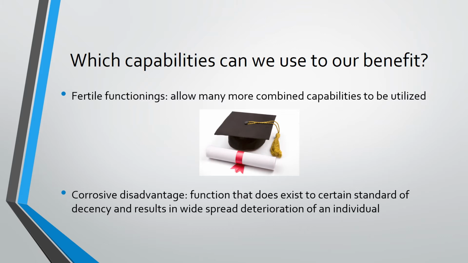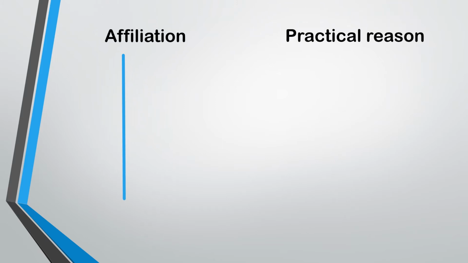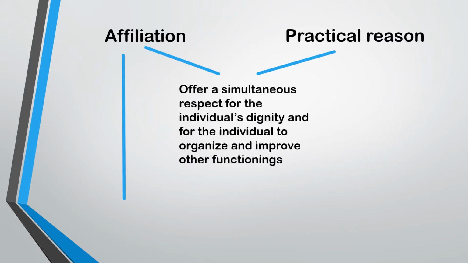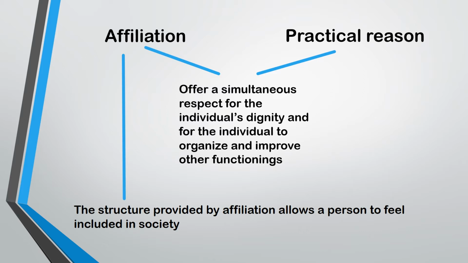The 2 capabilities that we feel develop the highest quantity of fertile functionings are, as noted by Nussbaum, affiliation and practical reason. These capabilities offer a simultaneous respect for the individual and needs dignity, and an opportunity for the individual to organize and improve upon their other functionings. Affiliation offers a similar advantage. The structure provided by various types of affiliation, familial, social, political, and work-based, allows a person to feel included in society in various forms. Creating metrics and methods for capturing data on these two capabilities could vastly enhance the SPM, in turn offering Americans in need a more personalized level of care while protecting their human dignity.